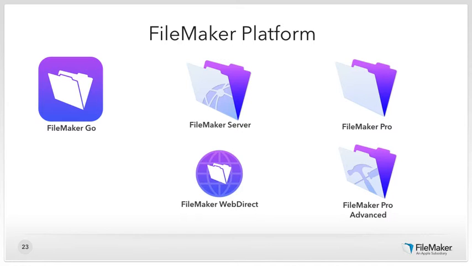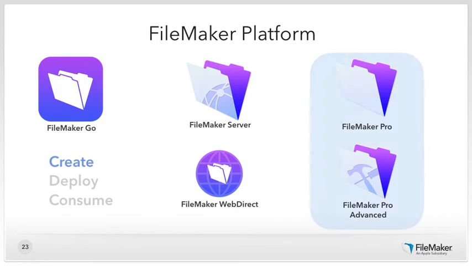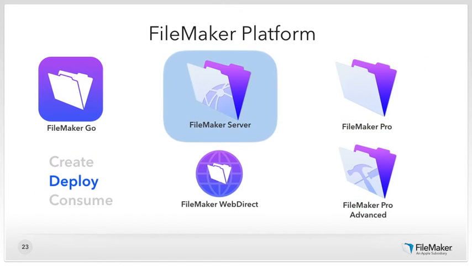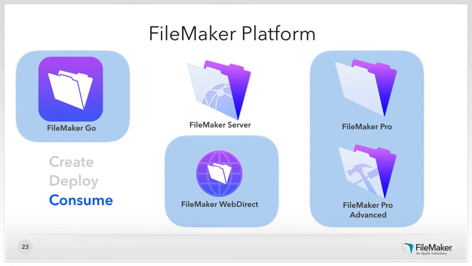The three phases of FileMaker app development are create, deploy, and consume. The FileMaker Pro products are used to create. FileMaker Server is used to deploy. And all these clients, FileMaker Pro, FileMaker Go, and FileMaker Web Direct, are used to consume FileMaker apps.